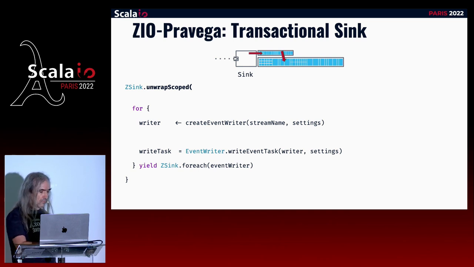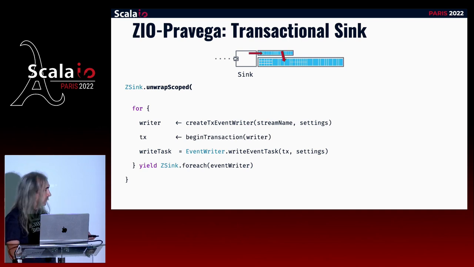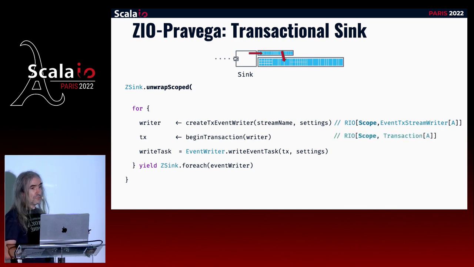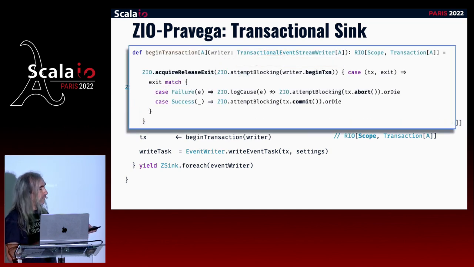I have a different writer, of course. Just in the middle, I start the transaction there. So I have still a closable writer. After, I have a closable transaction, of course, because the transaction will be closed also. And this time, it's not an auto-finalizer because the transaction must be started. And when the I/O will be closed, depending on the exit of the I/O, I will abort the transaction if there was a failure and commit the transaction if there was a success. Quite simple, in fact.